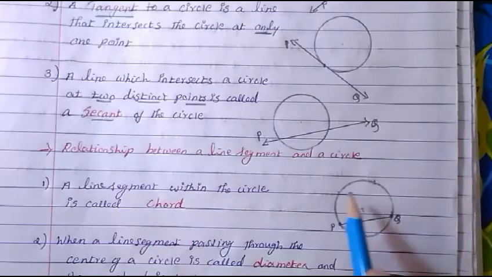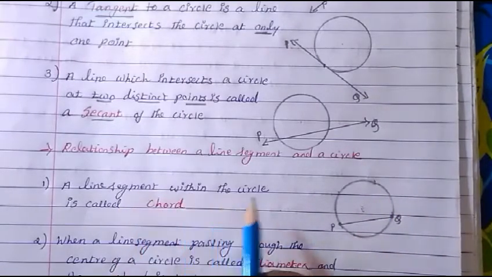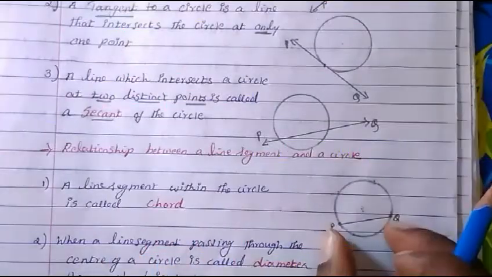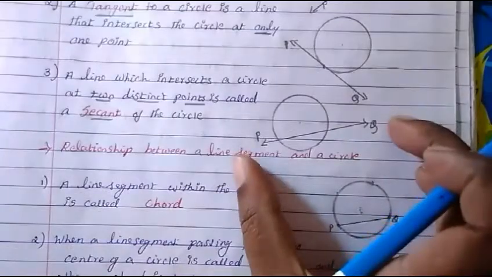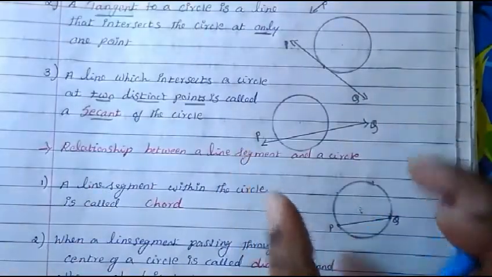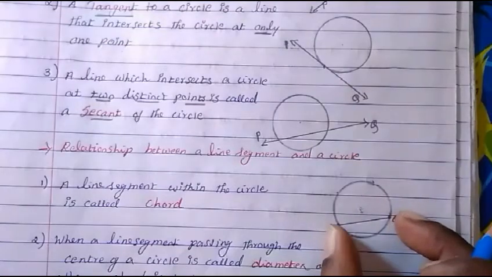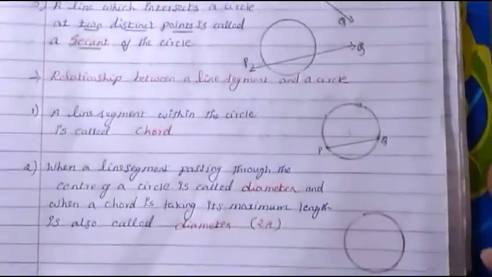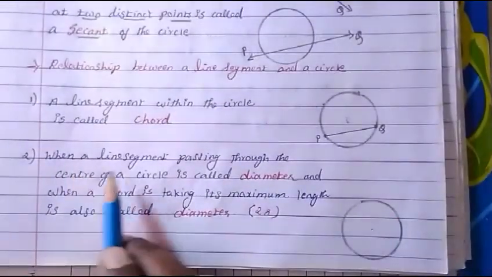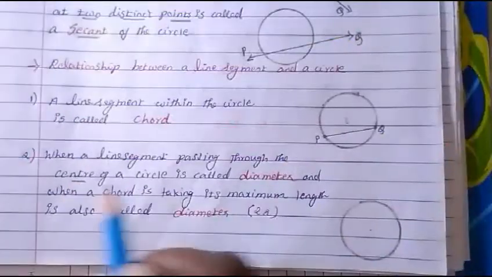So it can be anywhere, here, anywhere. There can be an infinite number of chords, but it is a line segment within the circle. Okay, it should be inside the circle. Secant, what happened? Passing through, just cutting through the circle, it comes out, then secant. Whereas chord means it's not outside but just within the circle. Okay, so that's chord.